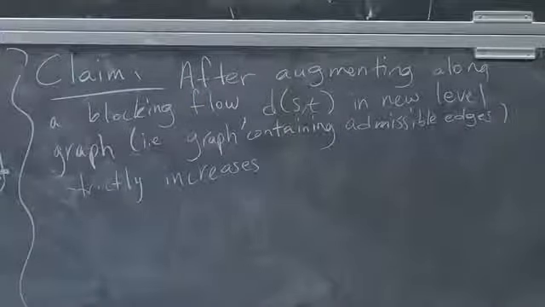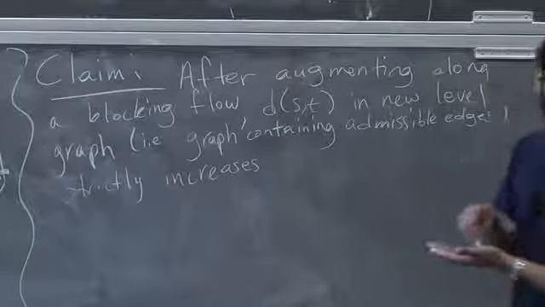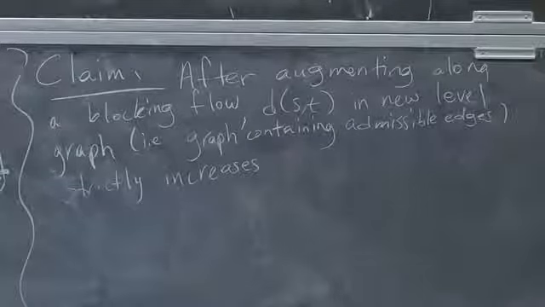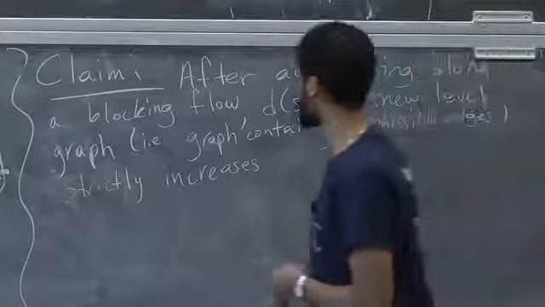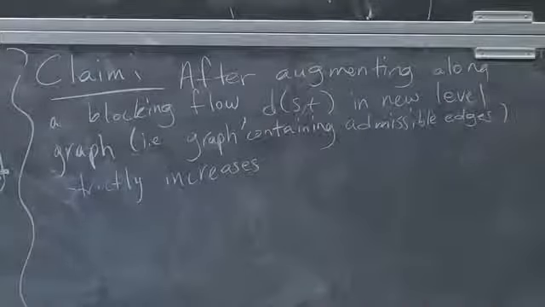Yeah, these are edges that have residual capacity. If they have zero capacity, we ignore them. These are edges that have residual capacity, and they have to increase the distance. It has to go from a vertex that's closer to S to a vertex that's one farther. So, okay, before we prove this claim, how would you use this claim as part of an algorithm?